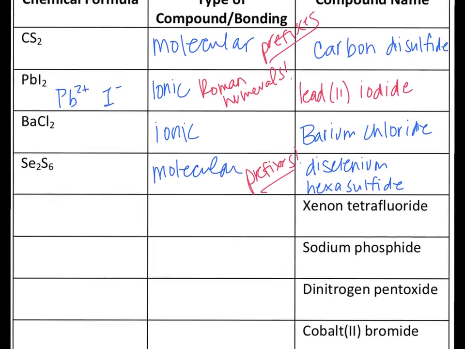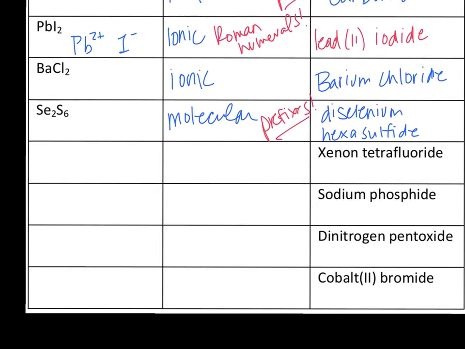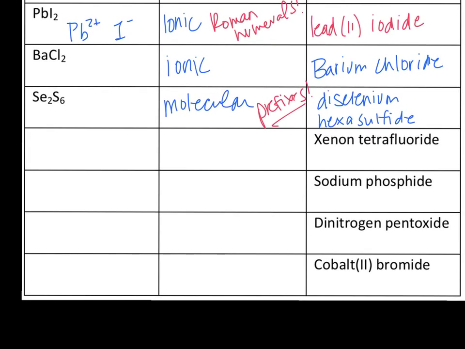All right, so now we have some names, and we have to go backwards. So we have xenon tetrafluoride. That's going to be molecular. And there's 2 ways that I know that. 1, because I'm using prefixes, and 2, because xenon and fluorine are both nonmetals. And so if I have to write the formula for this, we've only got 1 xenon because it doesn't have a prefix, and there's 4 fluorines. So it's going to be XeF4.